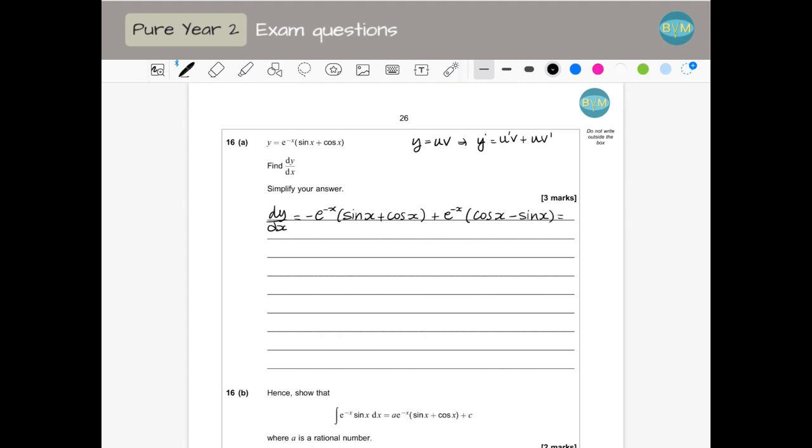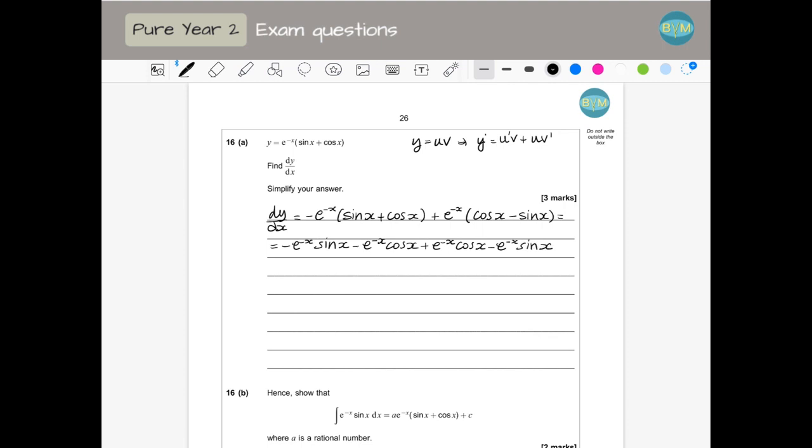And now what I'm going to do is expand the brackets and simplify. So when I expand the brackets, I have this multiplied by sine x, then minus e to the power of minus x cos x, plus e to the power of minus x cos x, minus e to the power of minus x sine x. I'm just expanding brackets.